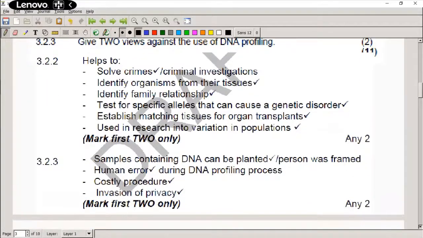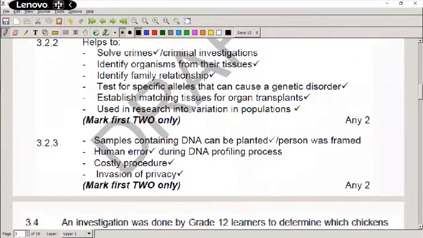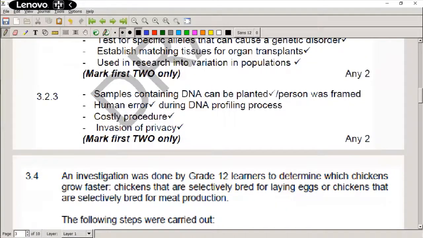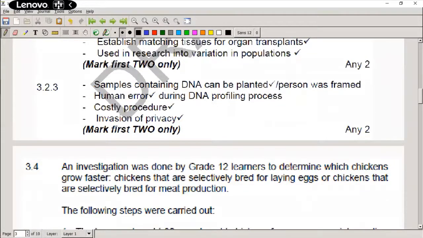Okay, so we mentioned many yesterday. They mentioned just a few. Samples containing DNA can be planted. Human error can occur in the profiling process. It's a costly procedure, so it excludes some people from doing it. It's invasive of privacy, and it can lead to discrimination.